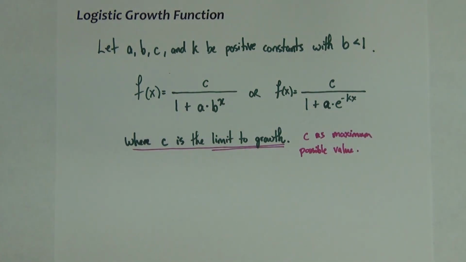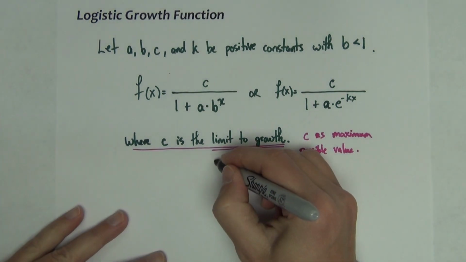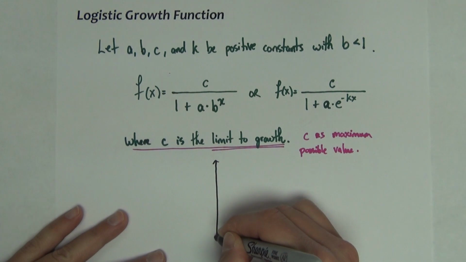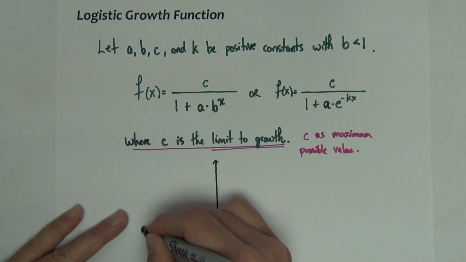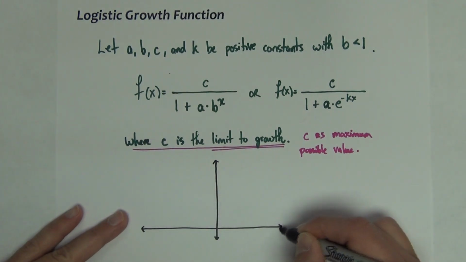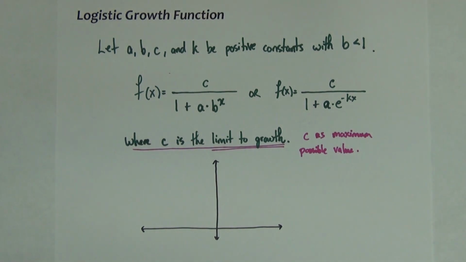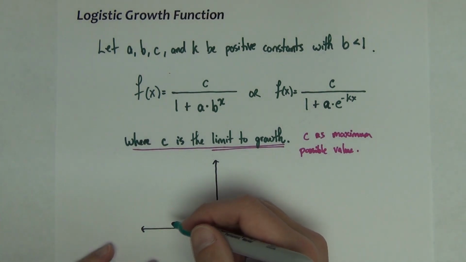Now, the graph of this particular function looks kind of like this. See if I can fit a graph down here for us. Okay, this exponential growth function will look something like this.